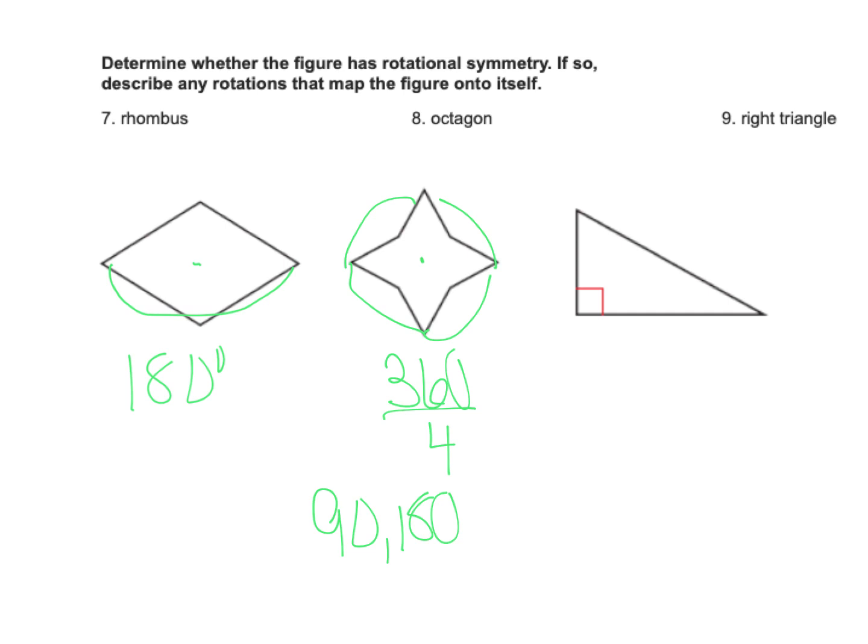And then if you look at that triangle over there, there's no way. The only time it's going to map back onto itself is if you go all the way around, so that one would have no rotational symmetry.